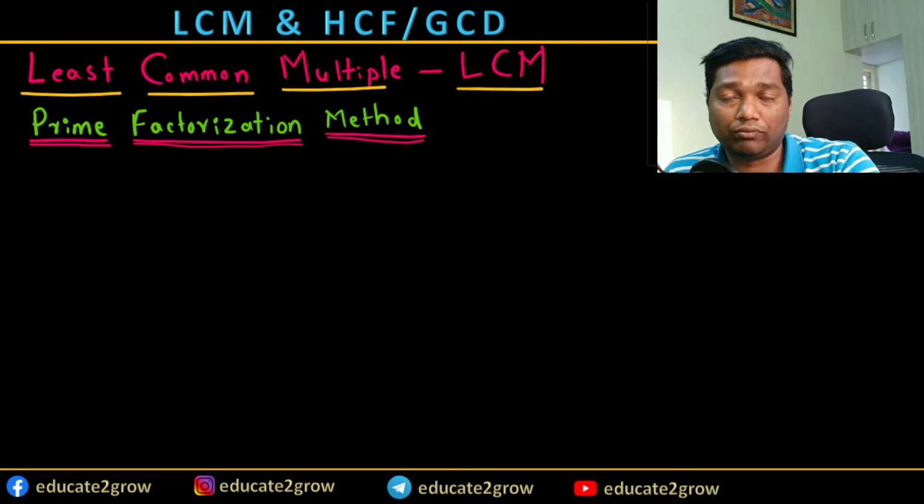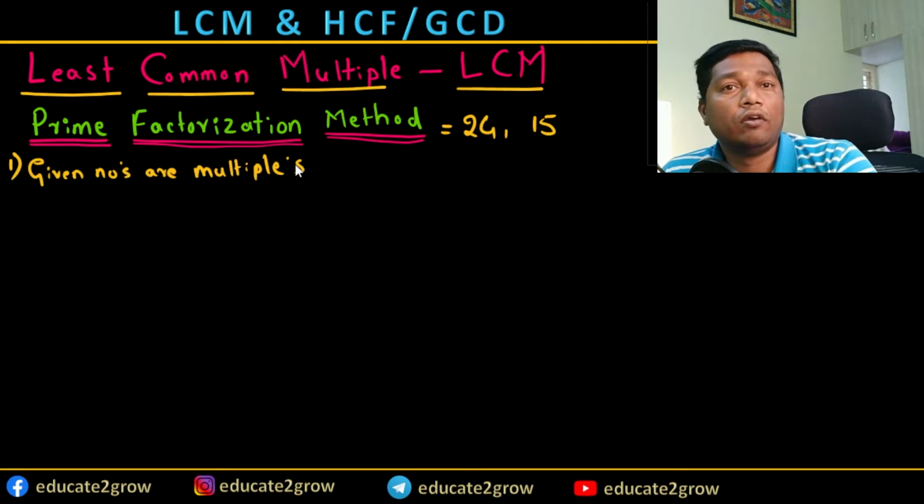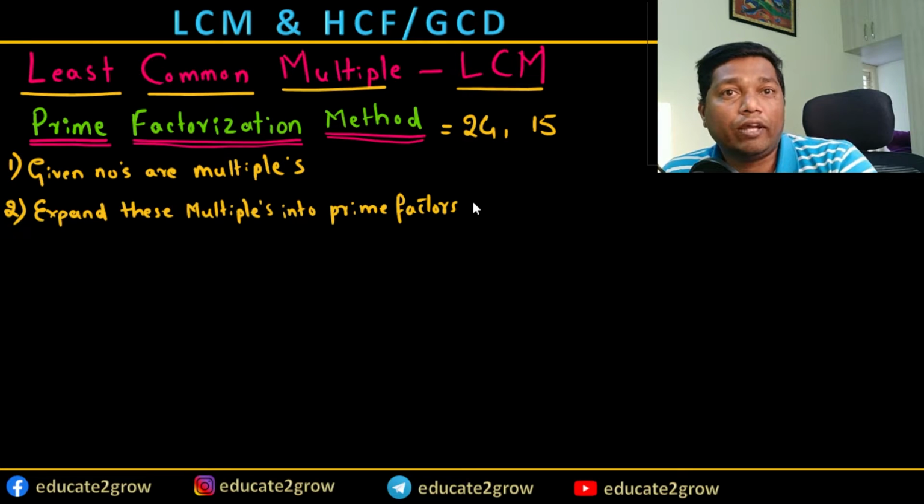Let's look into it. First, the numbers, I'm going to take 24 and 15. Find the LCM for this. So these are the two numbers. First condition is the given numbers are multiple numbers. We need to consider those numbers as multiple numbers. First point. Let's get into the second one. Second one is we need to expand the multiple into the prime factors. Let's see how to do it.